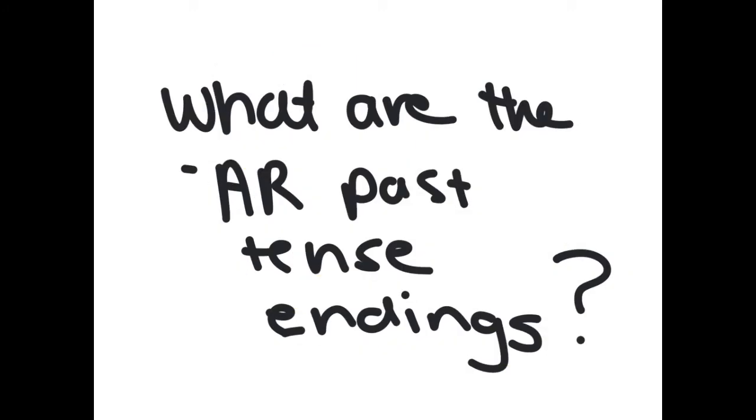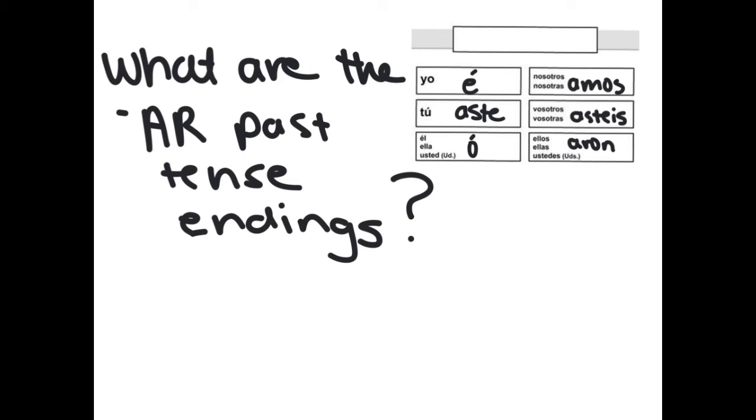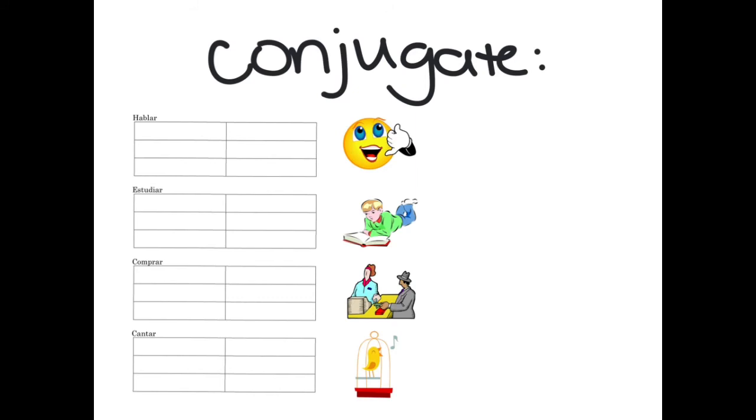Okay, so I want you to think right now, what are the AR past tense endings? So write them down, think about them in your head, and then I'll show you what they are. If you got é, aste, ó, amos, asteis, aron, you are right. And now I'll give you some practice questions for you to try to conjugate AR verbs in the past tense by yourself. Okay, so for the first practice, I want you to conjugate hablar, estudiar, comprar, and cantar in your notebook or on a piece of paper just for practice. And then I'll go over the answers, and you just have to conjugate them in each subject form. Pause the video and try it out.